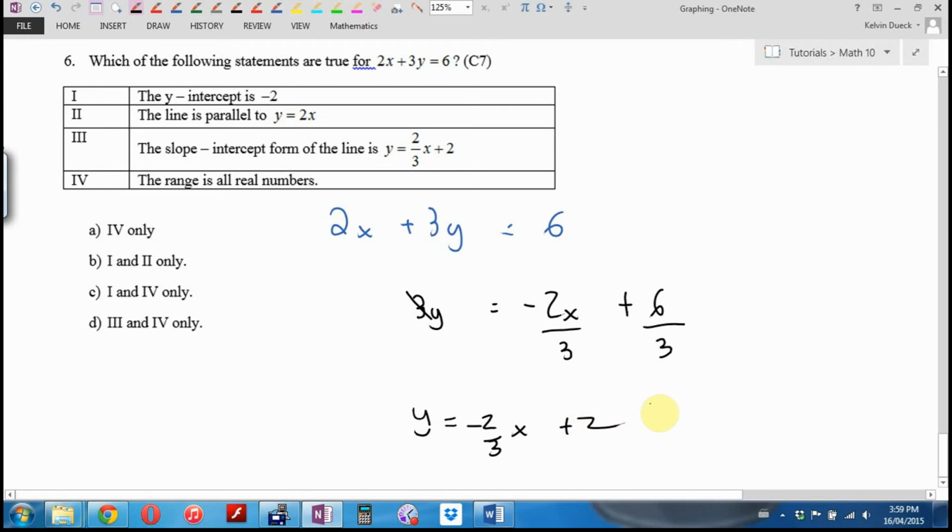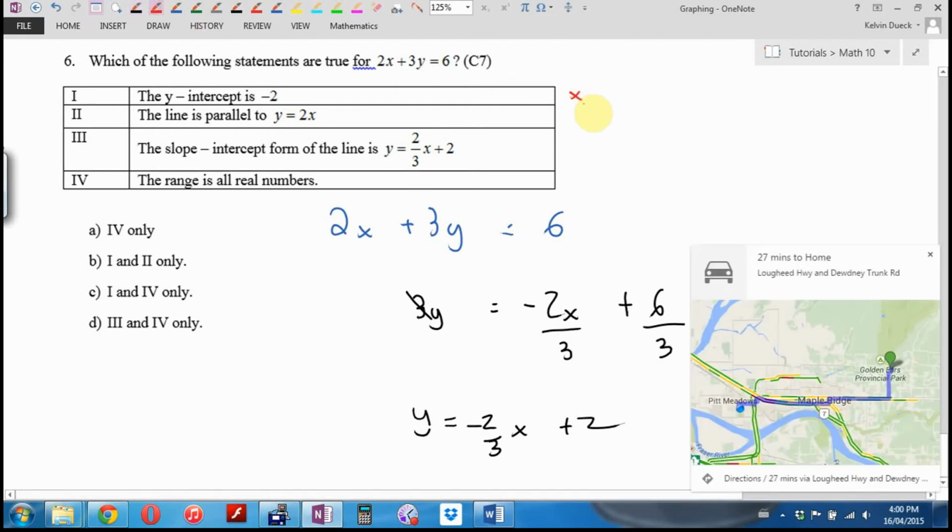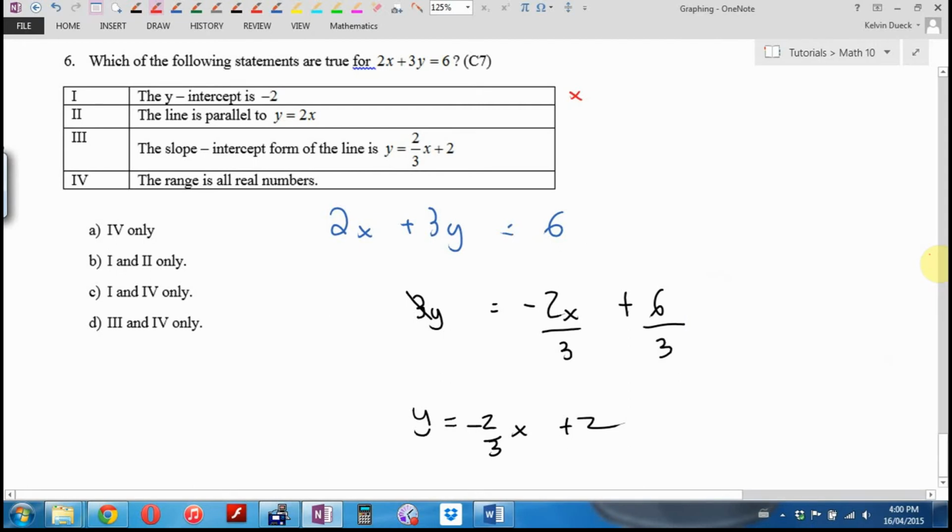All right, let's answer the questions. Here we go. Is the y-intercept -2? +2. It's telling me I need to get home, but I'm good for a while.